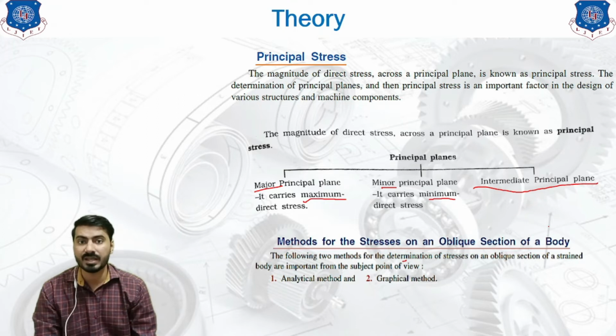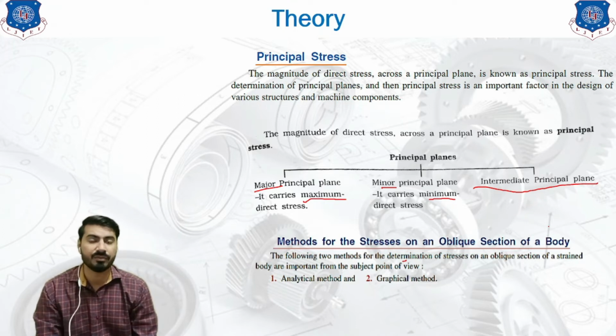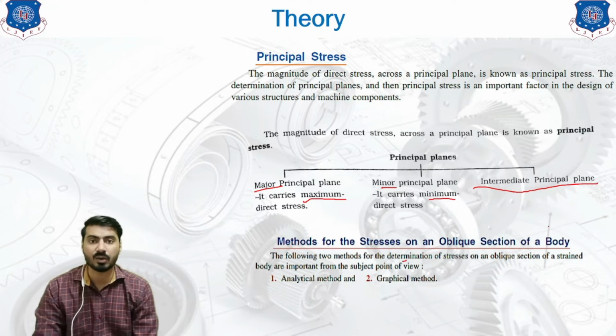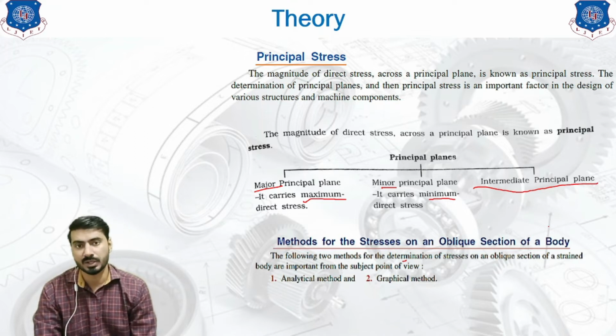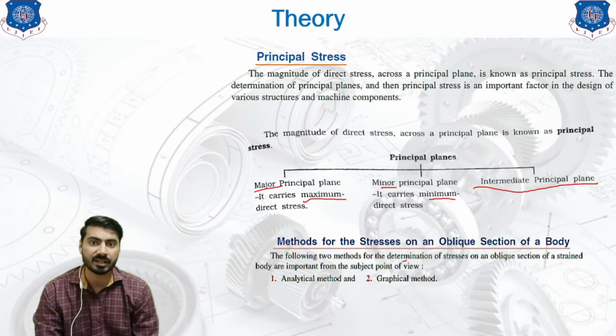That will be our principal plane. So principal plane could be anything. We need to find out its location, that is its angle, as well as the value of direct stress that is acting on that principal plane. So it is very important that we understand how to find these values so that we can solve examples.